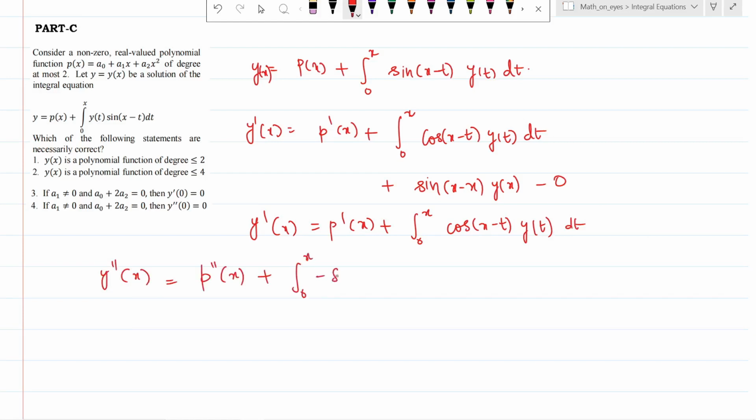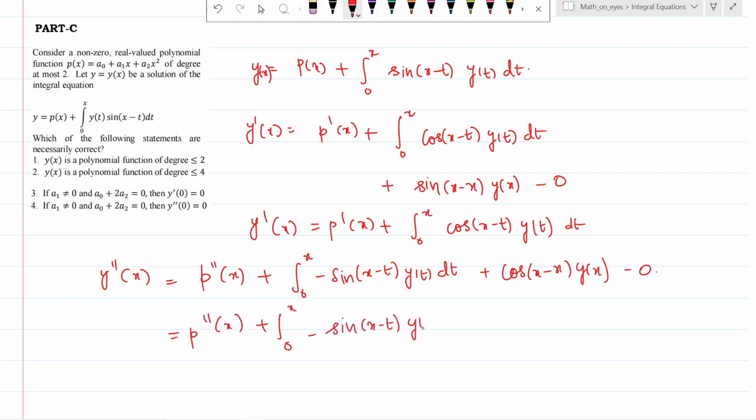Differentiation of cos is minus sine. So minus sine of (x minus t) into y of t dt, and then plus cos of (x minus x) and y of x, minus 0 minus 0. So this will be equal to p double dash of x plus the integral from 0 to x of minus sine of (x minus t) into y of t dt. This cos of (x minus x) is cos 0, which is equal to 1, so simply y of x.